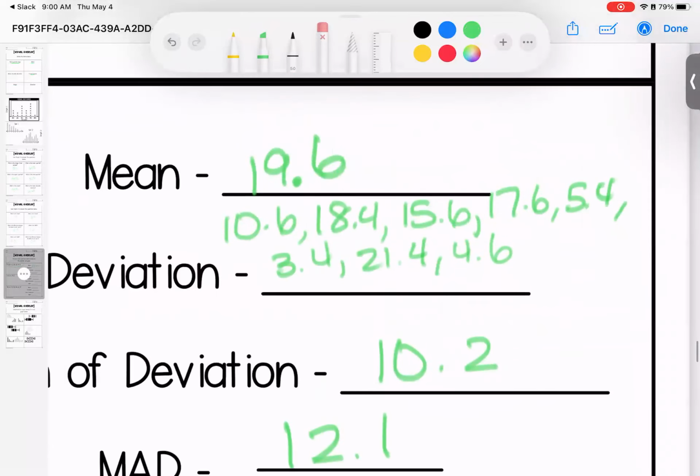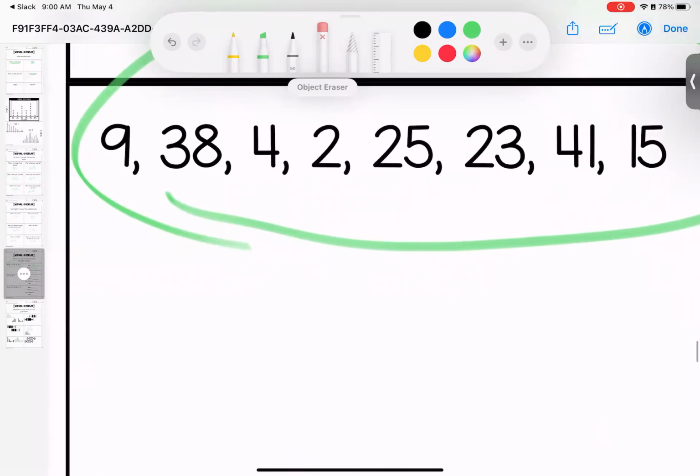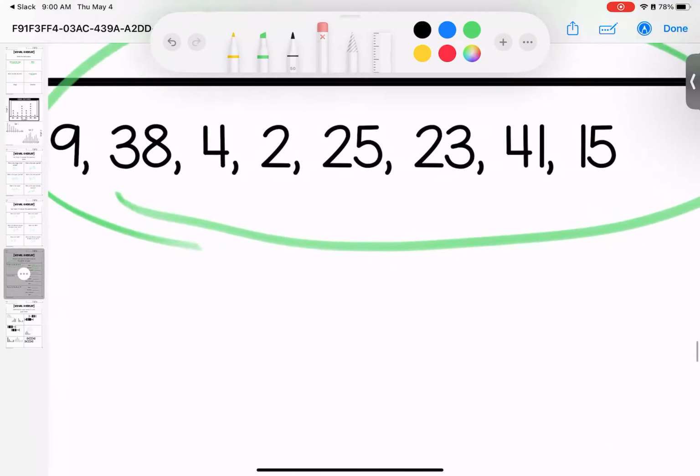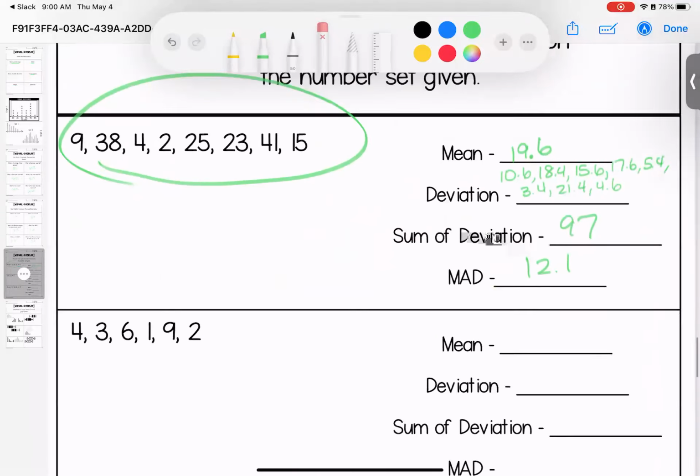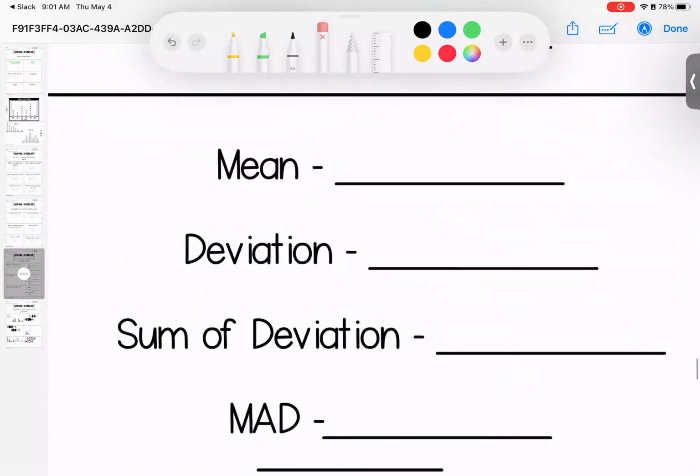Actually, that's not right for my sum. Let me check this. So our sum would be 10.6, 18.4. I think my own notes were too sloppy. 5.4, 3.4, 21.4, 4.6, 97, that's better. And then we have 1, 2, 3, 4, 5, 6, 7, 8. Yep, there we go. Much better. All right. Our mean, our average for this set is 4.2.